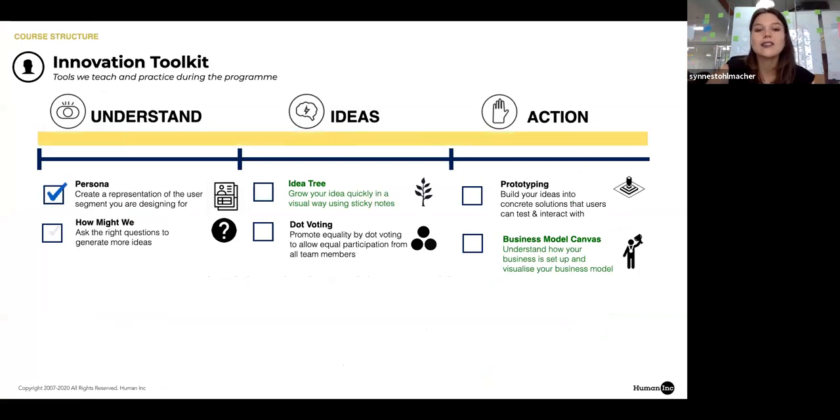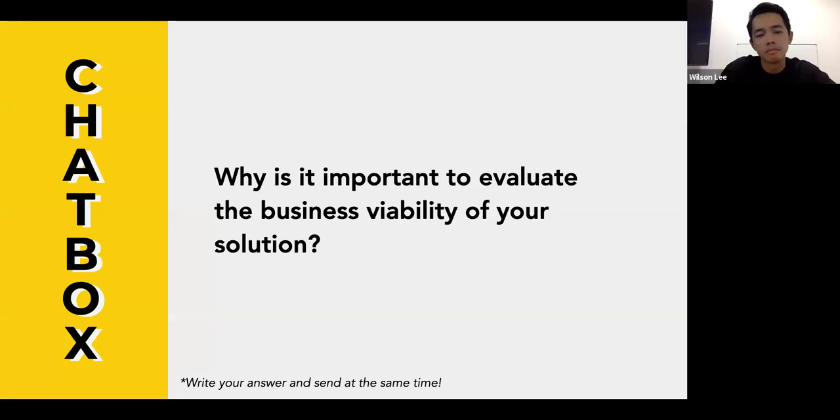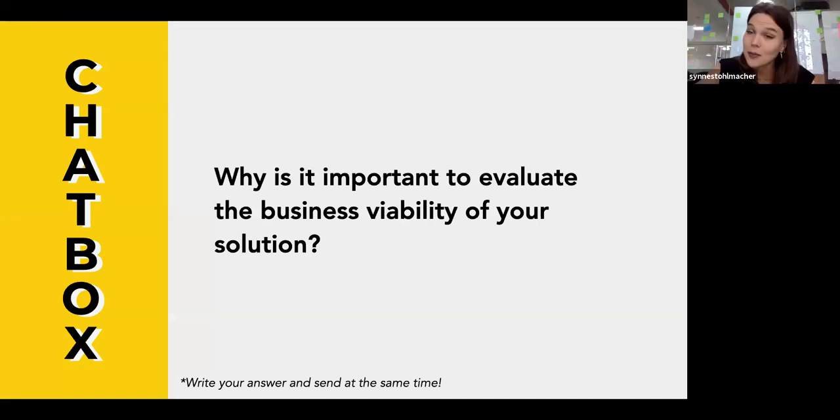So we have now added one more tool to our toolkit, and we have 6 design thinking tools or concepts that we know. So now, very quickly, why do you think it's important to evaluate the business viability of your solution? Why have we spent a whole 2 hours working on this? Why is it so important? There's many reasons. Probably no correct answer.